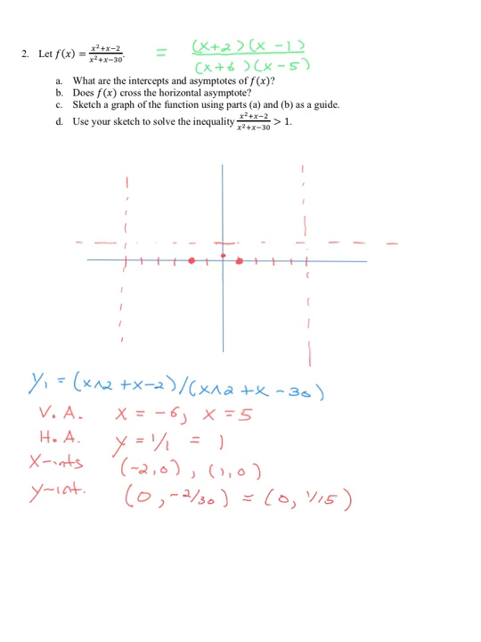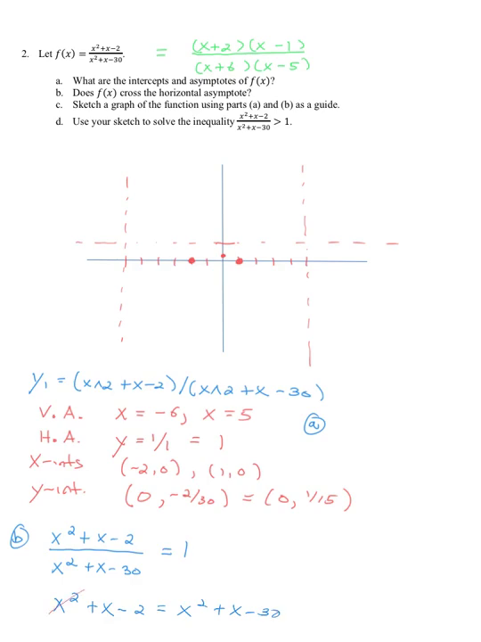Part B is asking, okay, does this function cross the horizontal asymptote? So we've addressed part A, that's all of this stuff here. But for part B, I'm going to take my function and I'm going to set it equal to the horizontal asymptote. Looks like a difficult equation. However, I'm going to cross multiply this denominator to this side, changing my equation to x squared plus x minus 2 is equal to x squared plus x minus 30.